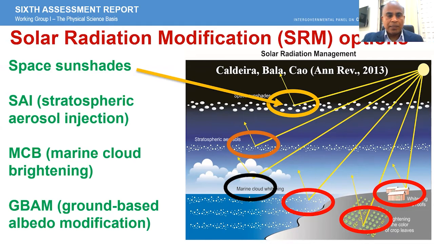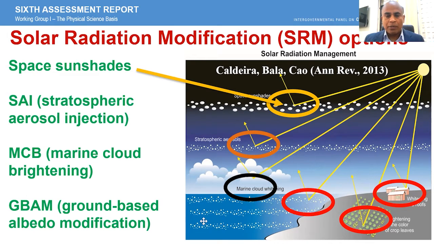The third option is MCB, marine cloud brightening. Here, the idea is to inject sea salt aerosols into the marine low clouds. These clouds are usually found along the west coast of the continents. And finally, ground-based albedo modification. In this particular option, the proposal is to increase the reflectivity of either the ocean surface or the land surface.